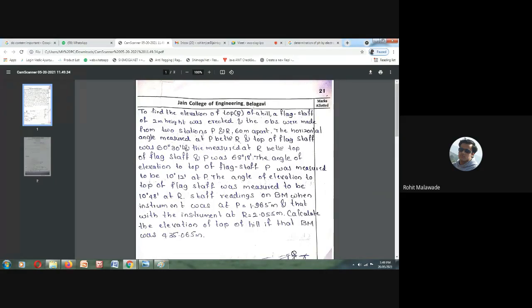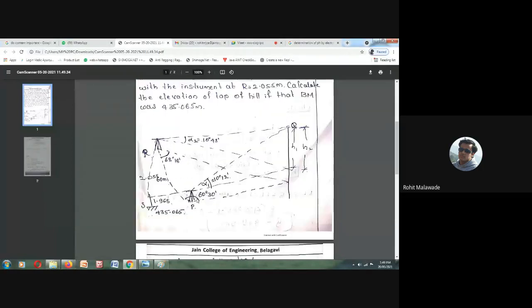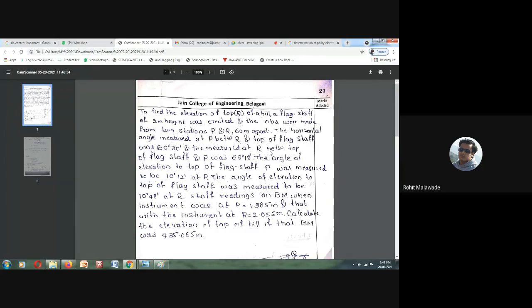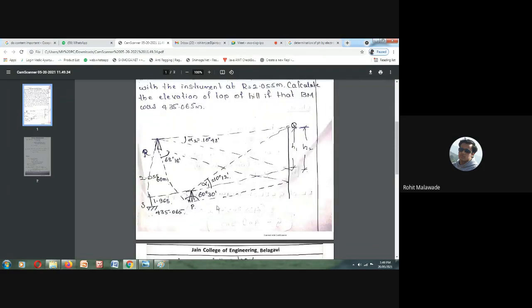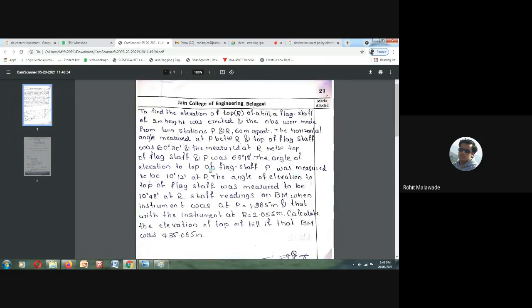The horizontal angle measured at P between R, the horizontal angle in between P and R, is how much? It is 60 degrees 30 minutes. And from R, between the top of the flag staff, it was 68 degrees 18 minutes. From P to R it is 60 degrees 30 minutes, and from R to P it is 68 degrees 18 minutes.